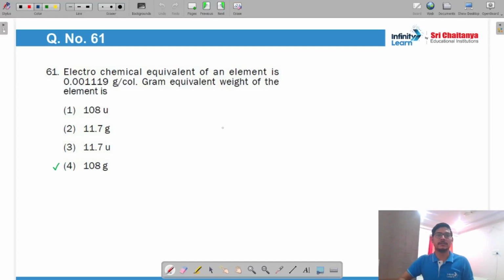Electrochemical equivalent is equal to the equivalent weight divided by 96500. The electrochemical equivalent is denoted by Z, so Z is equal to equivalent weight by 96500. So you multiply these values, you will get the equivalent weight to be 108.